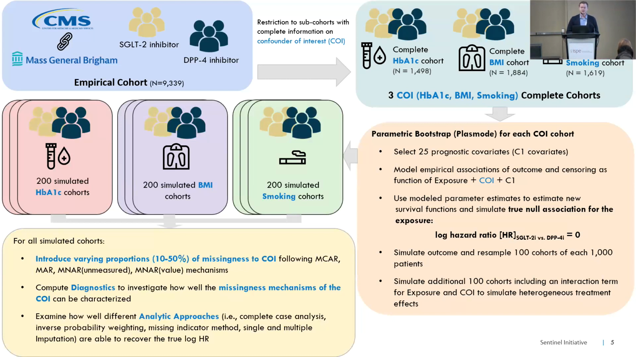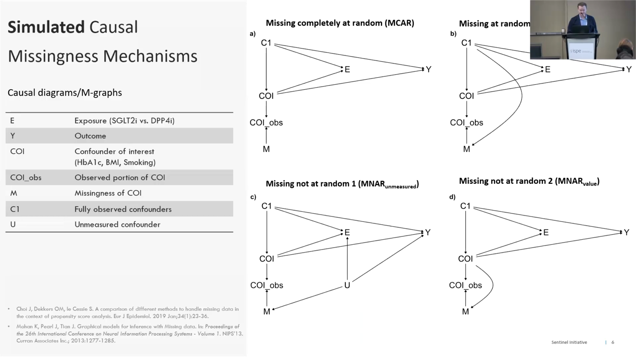And we computed empirical diagnostics to see how well they would characterize the underlying missingness mechanism of the partially observed confounder of interest, and finally also examined how well different analytic approaches, namely complete case analysis, inverse probability weighting, missingness indicator method, and single and multiple imputation approaches would be able to recover the true log hazard ratio.